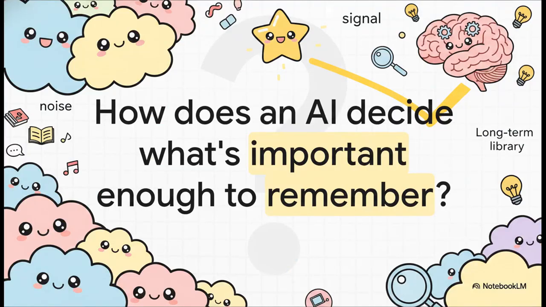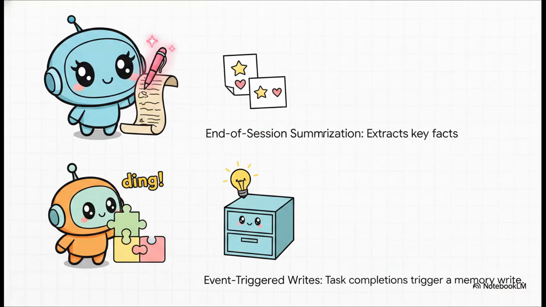But this brings up a really, really important problem. An AI can't, and honestly it shouldn't, remember absolutely everything. It would just drown in useless data. So, how in the world does it decide what's actually important enough to store in that long-term memory? Well, the solution is to use some pretty clever tricks, or what we call smart writing patterns.